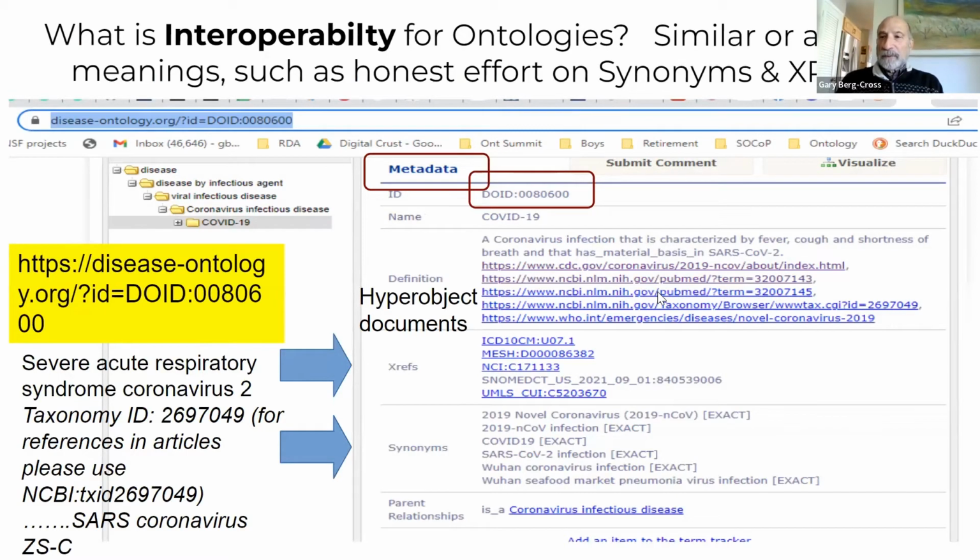Interoperability. A few words about interoperability to finish up. I think I have 3 slides here. This is obviously coming from something like a Protege view of the disease ontology. And on the right side, we see a range of metadata that is known for the disease ontology. So I call it the hyperobject documents. We have links to all these things in terms of definitions, links to cross-references, and we have synonyms. So it just gives a small example.